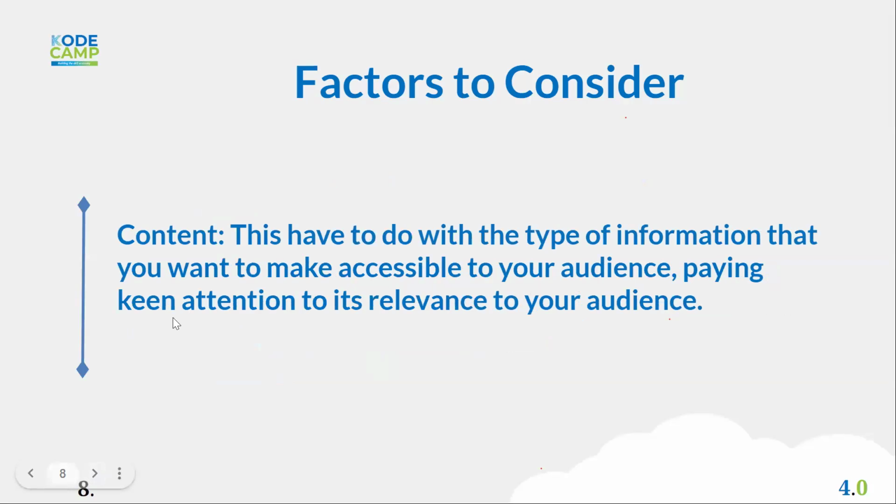Then content. This has to do with the type of information that you want to make accessible to your audience, paying keen attention to its relevance to your audience. So if I'm going to a fintech app, I should see everything related to bank transfer, wallet, payments, bills, electricity, and all that. I should not be seeing books or anything that's not related to the application or the website that I'm navigating on.